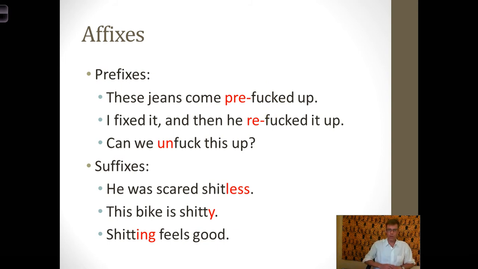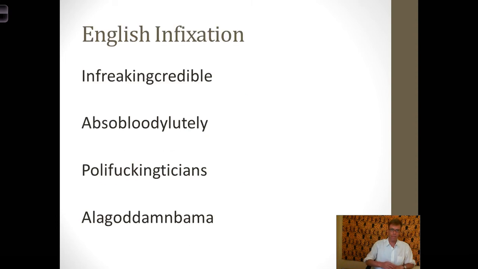And like I said, there are some languages where this is a very productive process. It can be used, for example, to create tenses. It can be used to create plurals. So there are languages that do this. But English, we usually don't think of it having infixes, but in fact English does have some infixes.